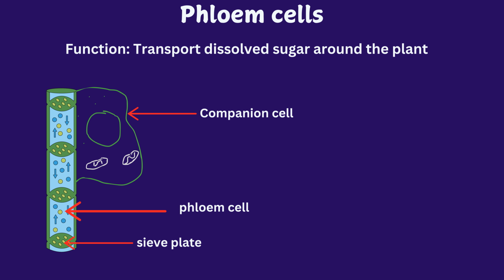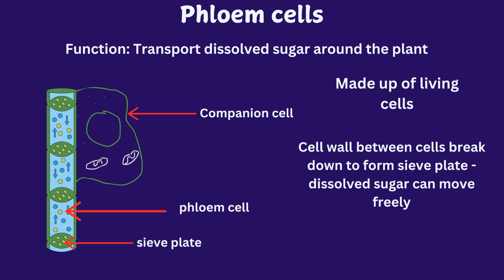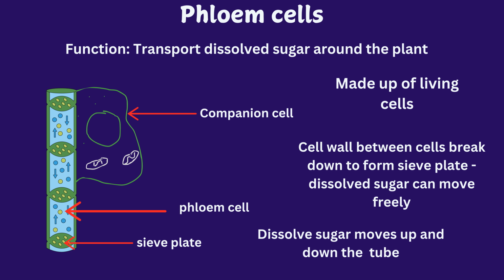Specialized cell number 3 are the phloem cells. The phloem is responsible for transporting dissolved sugar around the plant. The phloem is made up of living cells. Cell wall between cells break down to form sieve plates, and this allows for dissolved sugar to move freely. Dissolved sugar moves up and down the tube.